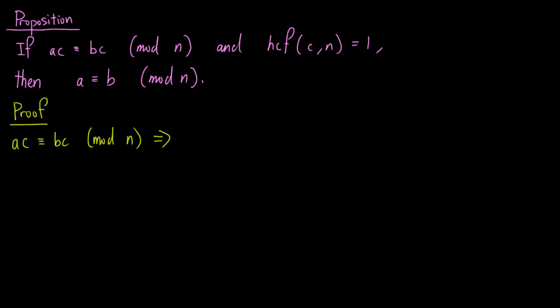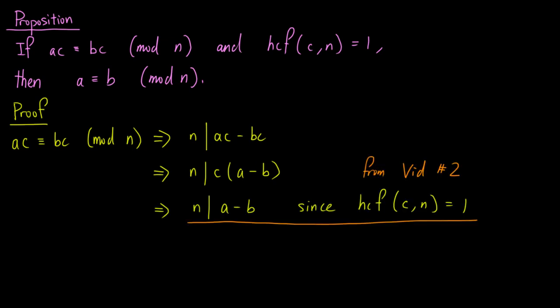If a times c is congruent to b times c mod n, then it implies that n divides a times c minus b times c. In other words, n divides c times (a minus b). Since the HCF of c and n equals 1, from a result in the second video, we know that n divides a minus b. This implies that a is congruent to b mod n.